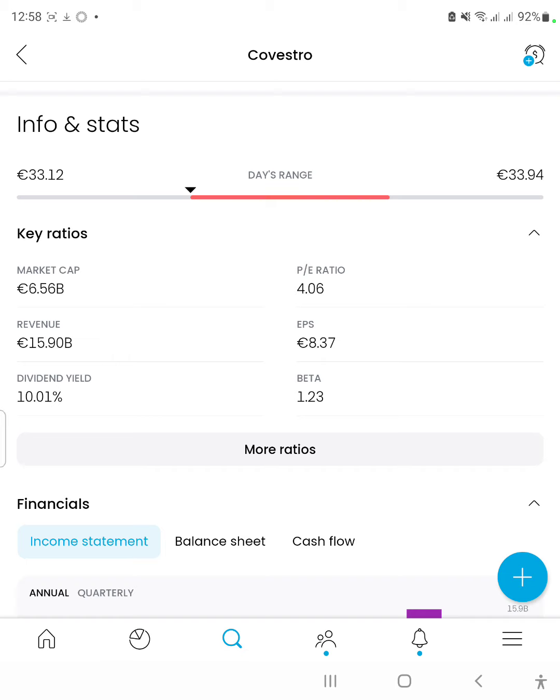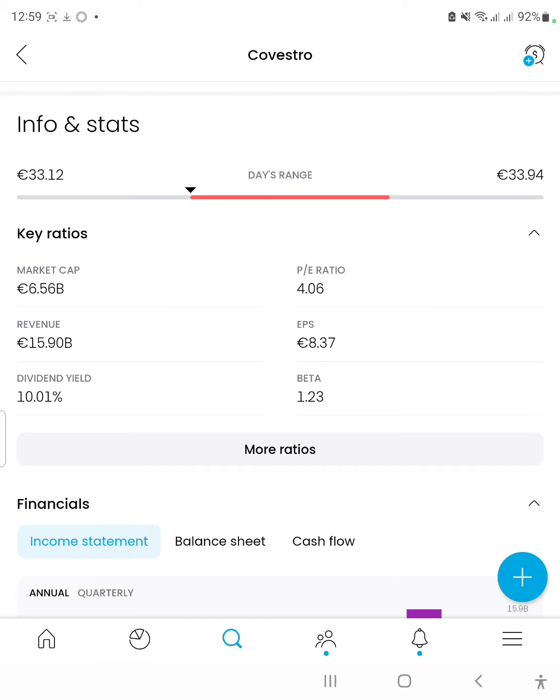So the key ratios, the first one is the market cap, which is very important. The market cap of, sorry, I didn't actually mention the name of the company. The name of this company is called Covestro. The market cap is 6.56 billion euros.